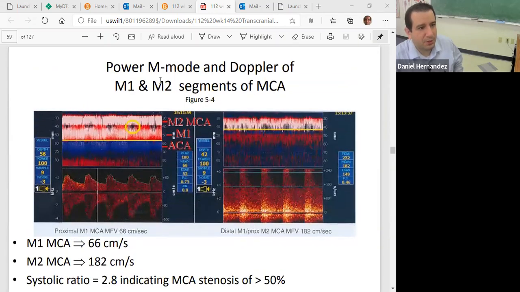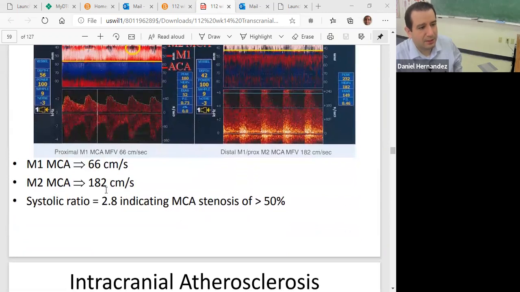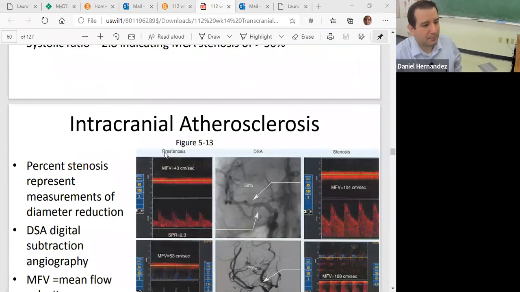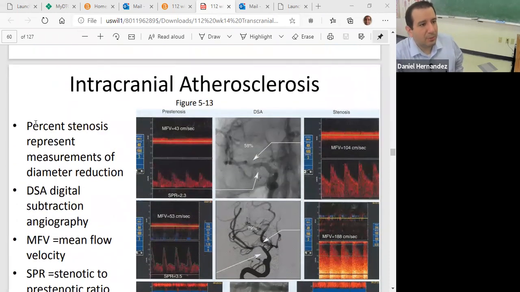So this is an example of two segments in the middle cerebral artery, where our M1 segment has a normal velocity, but our M2 segment is elevated at 182. Using that systolic ratio of 2.8, this will indicate a stenosis of greater than 50%. Also, we need to remember that the percent of stenosis is a measurement of diameter reduction.